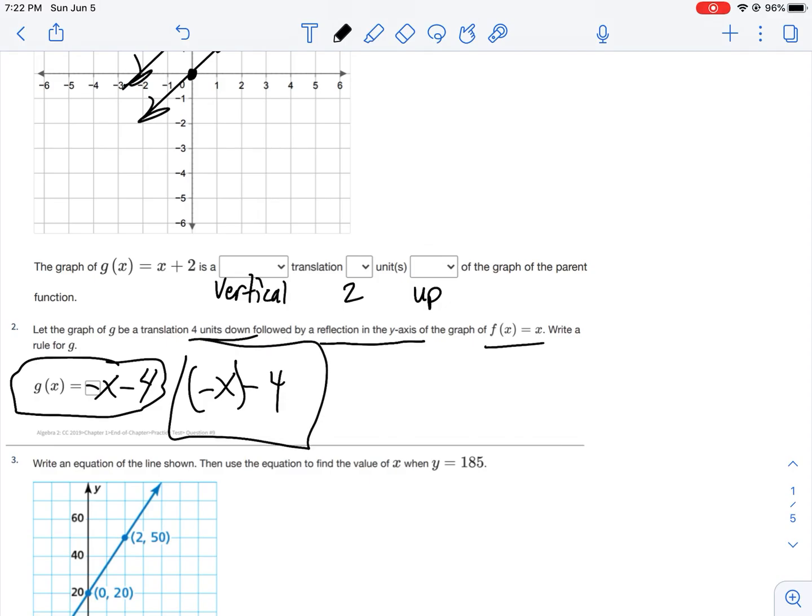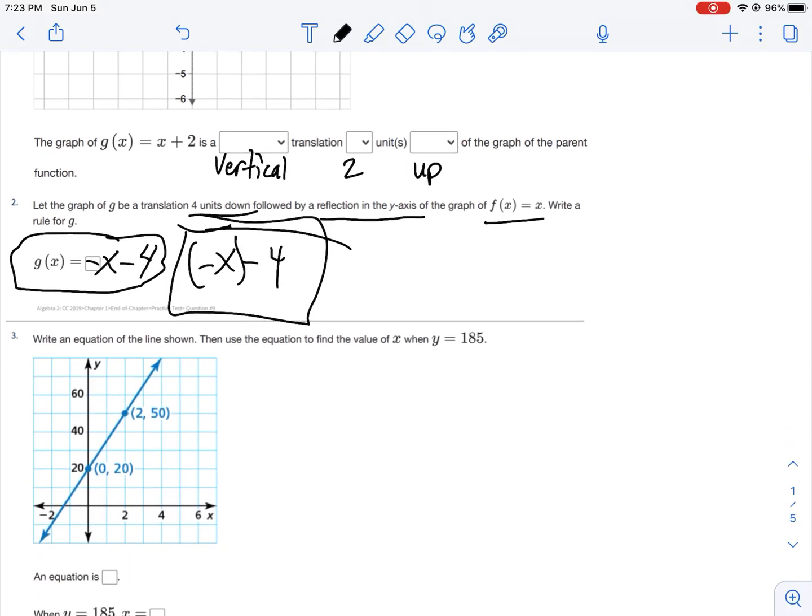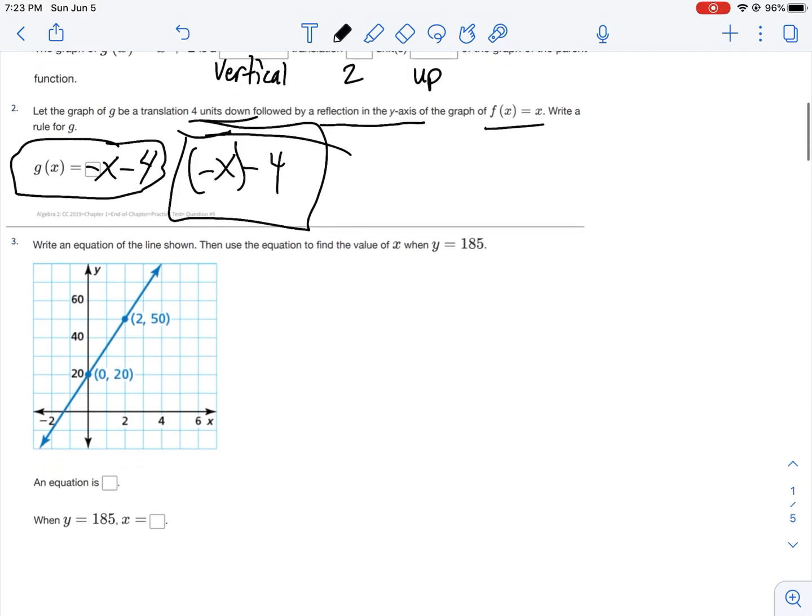If you put something like this, also acceptable. I think big ideas might mark it wrong, but this would be technically the more correct answer. To put it in parentheses, put the negative inside, but then we need to drop the parentheses because this is only linear, so it should end up just negative x minus 4. But I like it in parentheses. It lets us know what really happened.